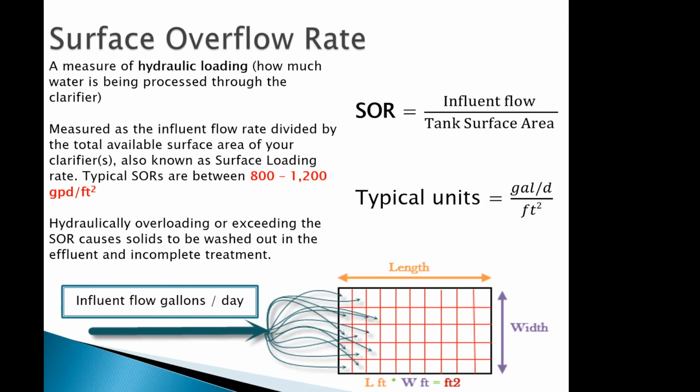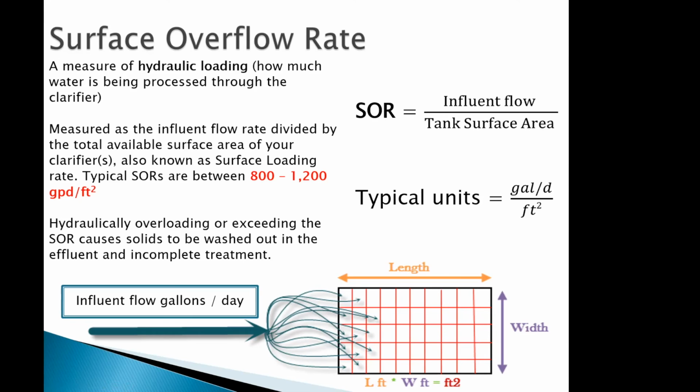And so what we're going to see in those examples is you're going to start to see solids wash out, where your solids concentration in the effluent is going to go up and up and up because you're not allowing enough time to settle out. You're stressing the tank process, okay? So how do we resolve that if our surface overflow rate is too high?